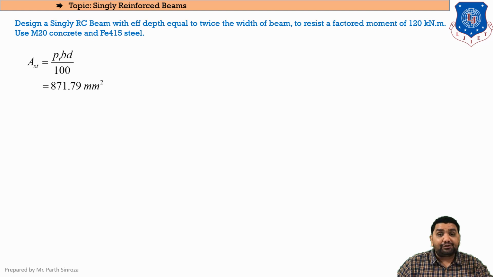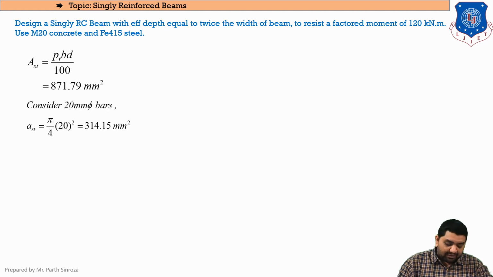So for that we will be assuming the bar diameter. If it is not mentioned in the question, we will always assume either 16 mm or 20 mm, it is up to you. In this case we will be assuming 20 mm diameter bars. The area of one bar, that is the cross-sectional area of one bar, we will take as small ast. Total area was capital AST, and area of one bar will be small ast. So it comes out to be pi by 4 into 20 square, and the answer is 314.15 mm square.